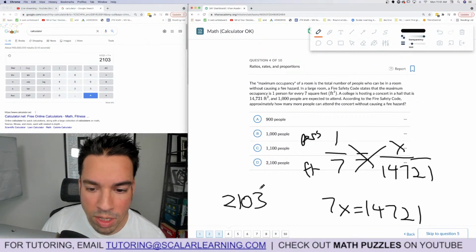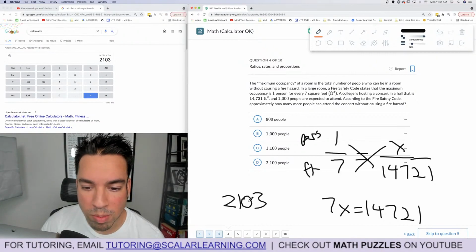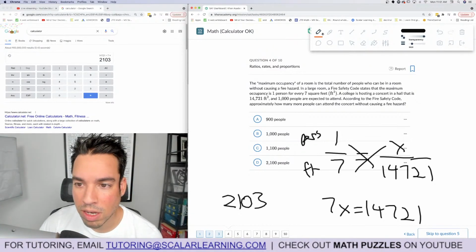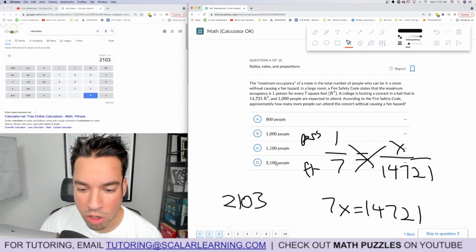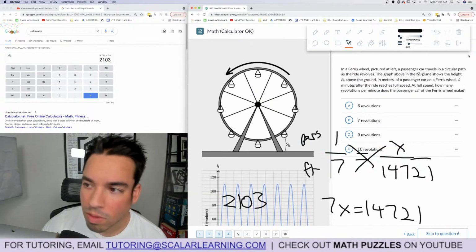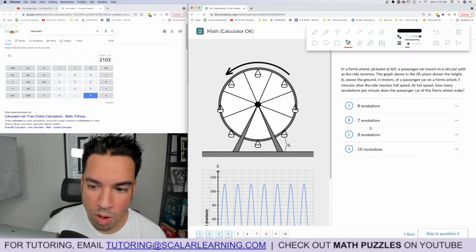And then, so how many more people, approximately how many more people? Another 1,100 people, I would say, can come to that. You see they have the 2,100, but it says how many more can attend than 1,000? Boom, done. Oh my. Wow, what is this?